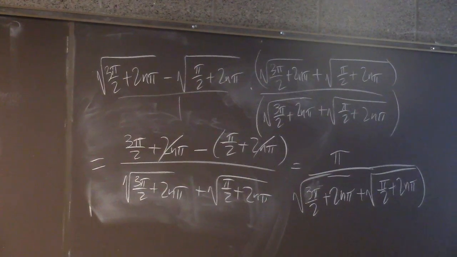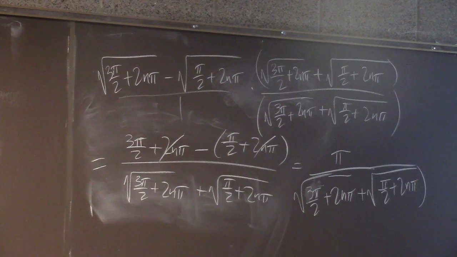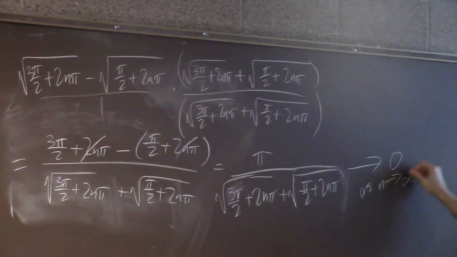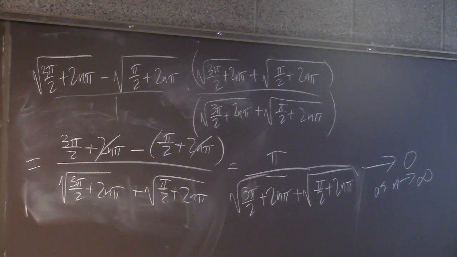Is that dark enough to see? Zoom in if you need to. Constant divided by this, then, as n goes to infinity, is going to go to 0. I'm not proving that, but I hope it's believable. I could prove it, I think, but it would be a bit of a pain.